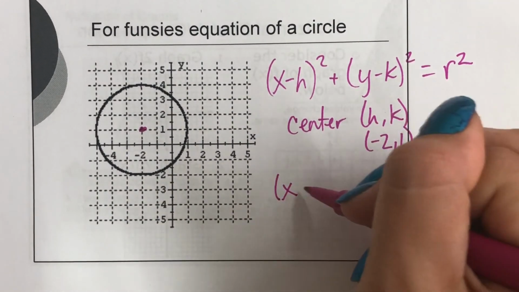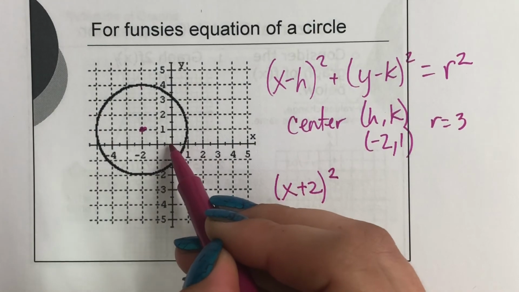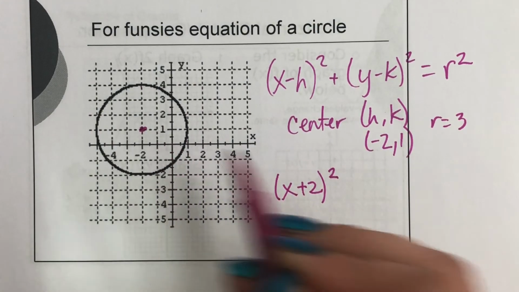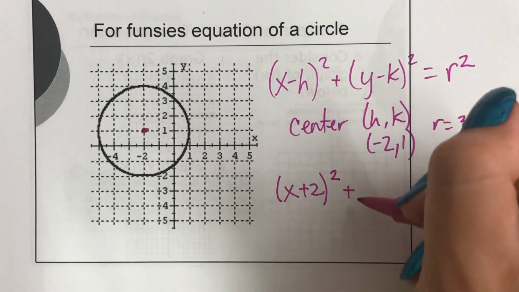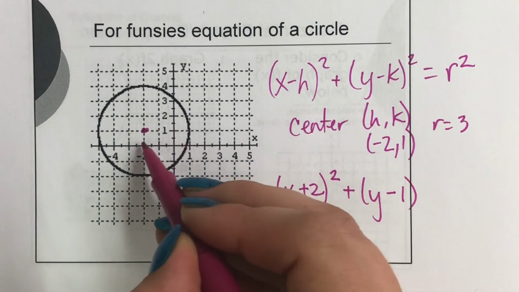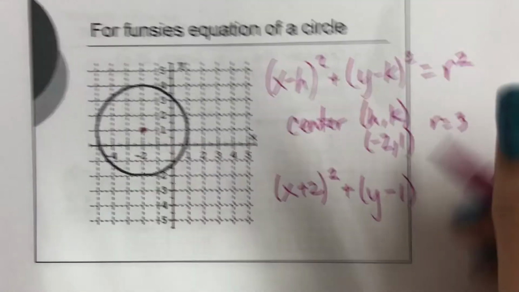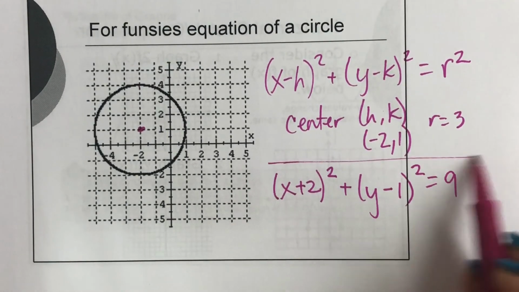All right, it would be x plus 2 squared. So from my center, if my normal center is at the origin, this means I'm going left 2, boom, boom, plus y minus 1. This means I'm going up 1, so left 2 and up 1. Squared equals 3 squared, which is 9.